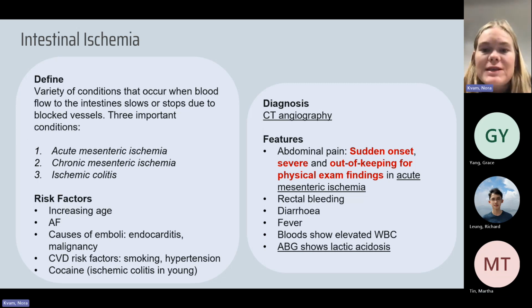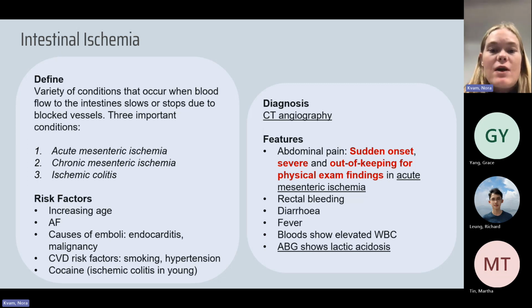So I'll head straight on to intestinal ischemia. Intestinal ischemia is basically when there's a reduction in the blood flow of the mesenteric vessels. Mesenteric vessels are the blood vessels that supply the gut. Intestinal ischemia can either affect the small intestine, and that's mesenteric ischemia, or the large intestine, and that's called ischemic colitis.